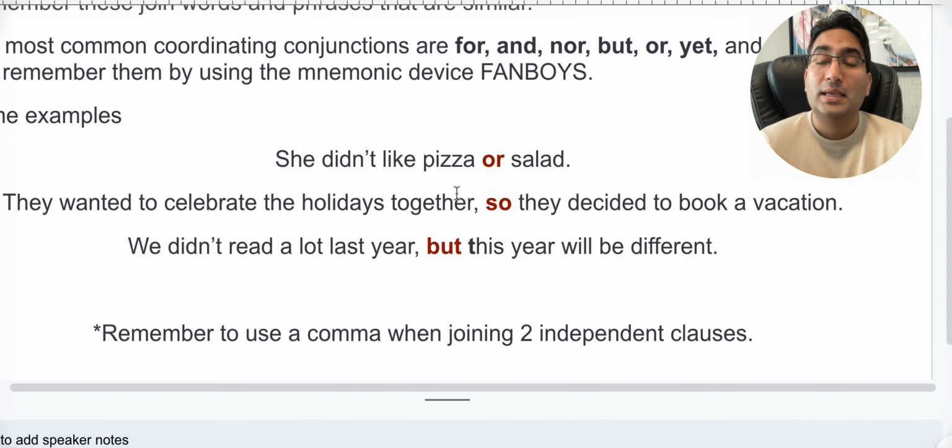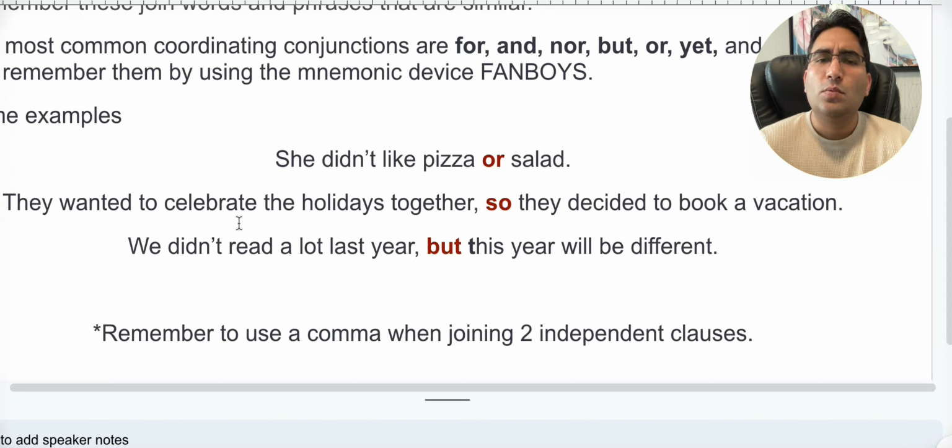She didn't like pizza or salad. Now here you have an option to choose between this or that. If you said and, it would be both, right? But or means either I'm going to go with the pizza or salad, one of the two. So we're using or to show this or that. That's a very useful conjunction when selecting between two options.